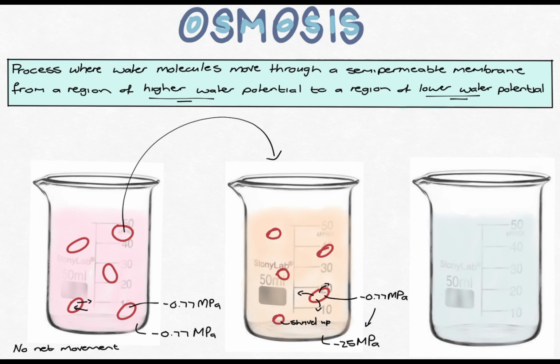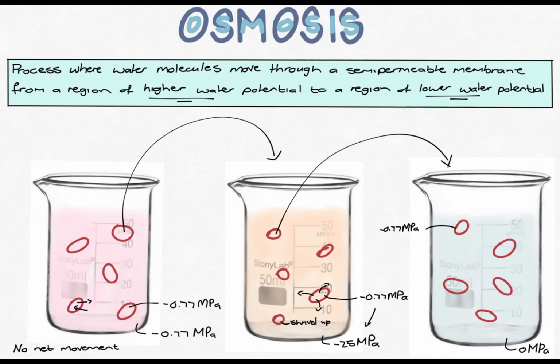In our third beaker, we have pure distilled water. This means it has a water potential of 0. If we add our red blood cells to the solution, the water will move from the higher water potential, which is the solution, to the lower water potential, which is the red blood cells. So water will move into the red blood cells, and the red blood cells will swell and eventually burst because they cannot handle the pressure.